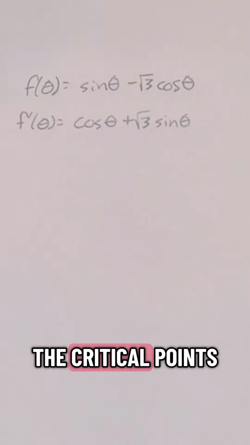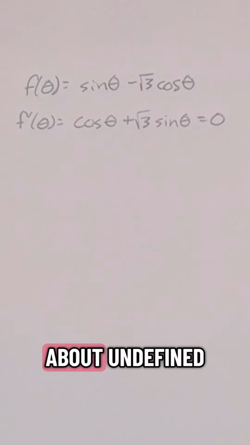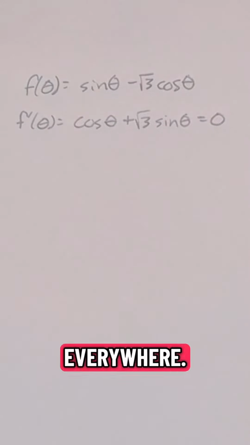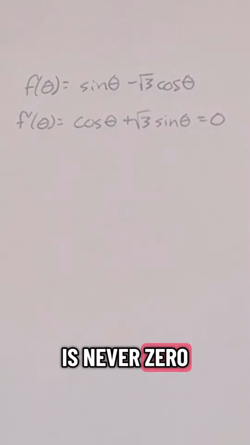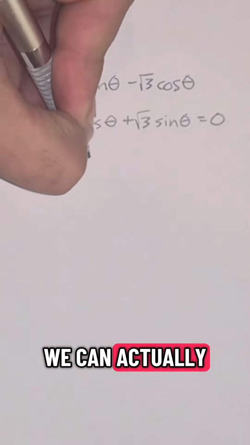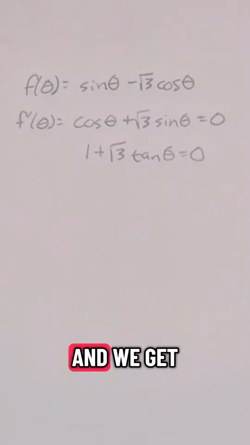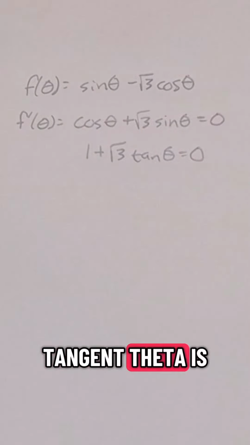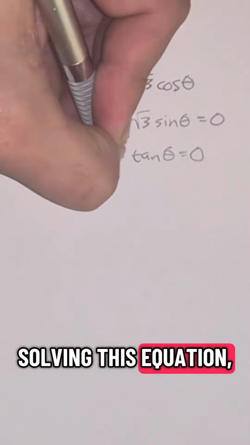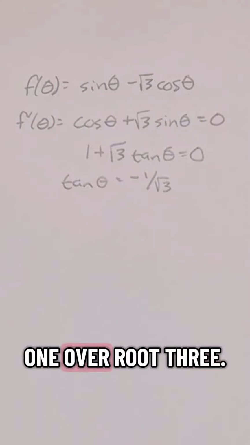We care about the critical point, which is when the derivative is 0 or undefined. Well, notice here we're never going to have to worry about undefined because cosine and sine are defined everywhere. And since cosine is never 0 at the same time as sine, we can actually divide through by cosine, and we get 1 plus root 3 tangent theta is equal to 0. Solving this equation, we get tangent of theta is equal to negative 1 over root 3.